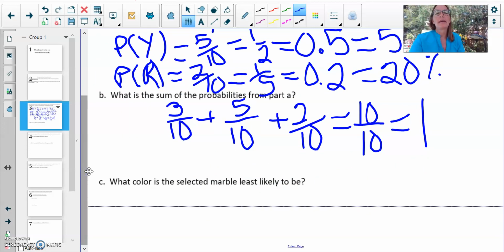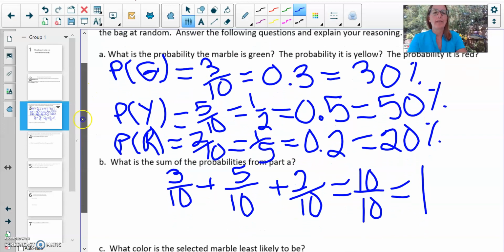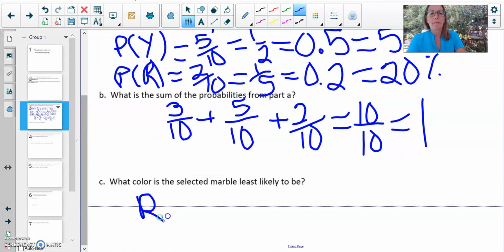What color is the selected marble least likely to be? So I have to look at the one with the smallest probability. If I compare the percents, the least likely color is red.